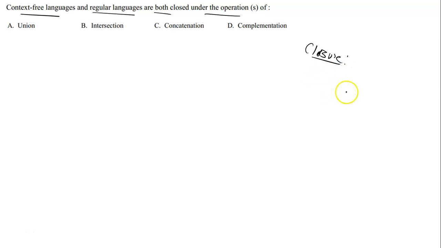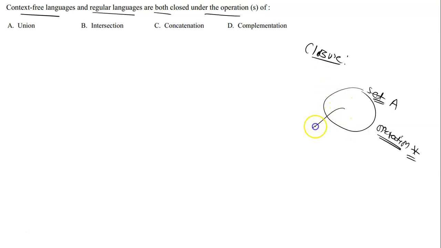So closure property basically means that if you have a set, let's assume you have any set, let's call it set A, and you have some operation you are applying on the elements of this set, let's call it star. Now closure property means if you take any 2 elements from this set and you apply this operation star, so basically A star B, then this result also should belong to set A.